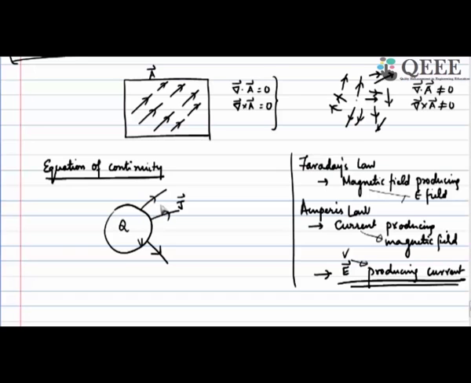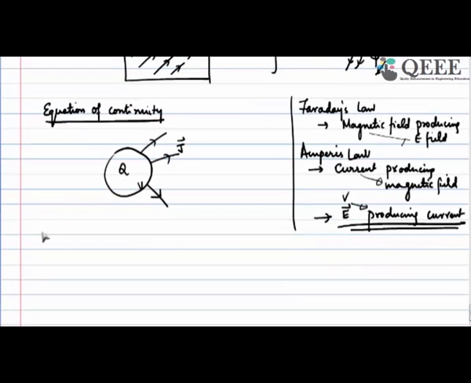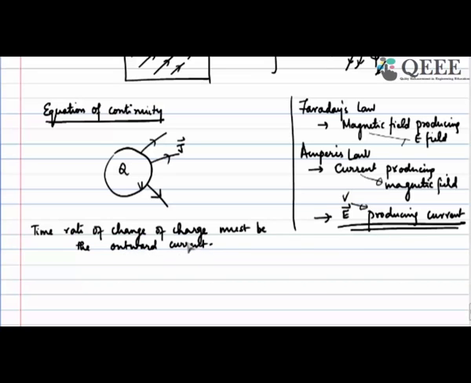What would be the conservation? So what will be the law of conservation of charges? Time rate of change of charge must be the outward current. Rate of flow of charge is current. That's all what I have written here. How do I express this now? Outward current I am writing as I out.